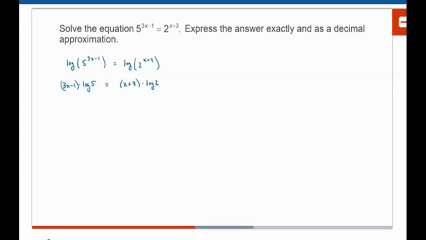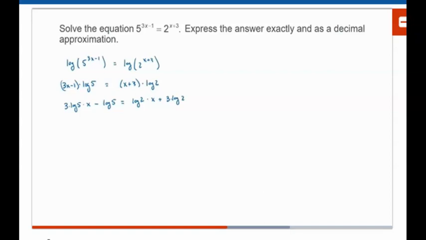So since they are just numbers, we can still do things like distributive property. We can still do things like adding and subtracting on both sides. We can still divide both sides by numbers. All of our favorite algebra solving techniques are still okay. Just have to keep in mind that these are numbers. Let's distribute that log 5. We'll have 3 times log 5 times x minus the log of 5. And on the right-hand side, we'll have the log of 2 times x plus 3 times the log of 2.